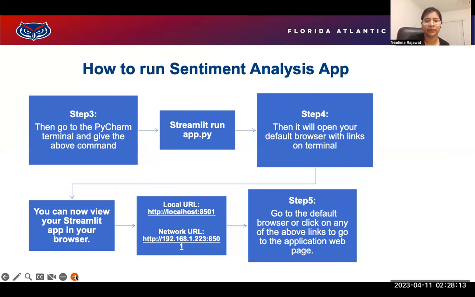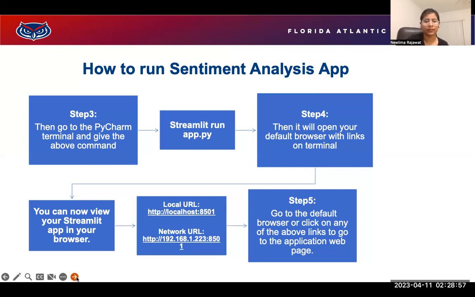So step 3, let me conclude like this. Go to the PyCharm terminal and give the above command, that is streamlit run and your app name .py. Step 4: then it will open your default browser with links on the same terminal page. You can now view your Streamlit app in the browser by clicking any of the links. Step 5: the first link is for the local URL and the second is the network URL. Any of the links you can click and view your application.